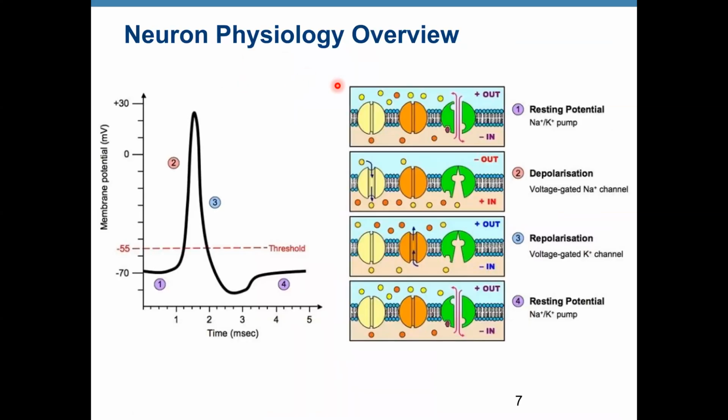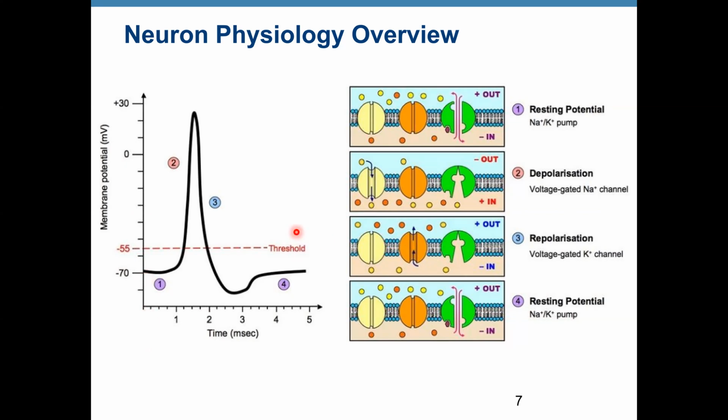Now we're going to do an overview first. Every single cell, including neurons and muscle cells, is negative inside and positive outside, and we can measure this difference in charges, and it gives us minus 70 millivolts. This is called resting membrane potential. Your cell is polar because your cell is negative inside, positive outside.